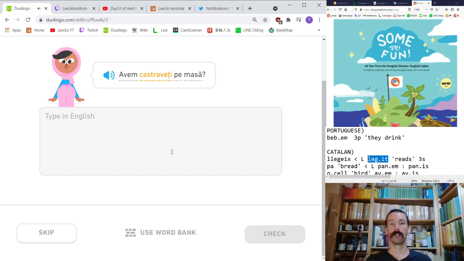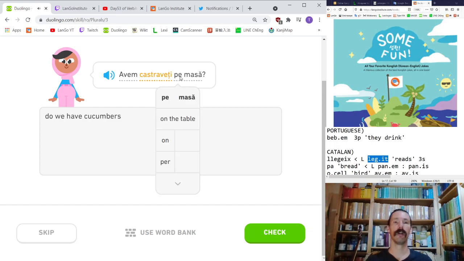Avem castraveți pe masă? Avem, I guess we have, castraveți pe masă. Do we have cucumbers? Cucumbers pe masă. Okay, mensam. Masă. Pe, on for per. Through originally. Pe masă, on the table. Oh, cool. Not through the table, what it looks like from a Latin point of view, but on.